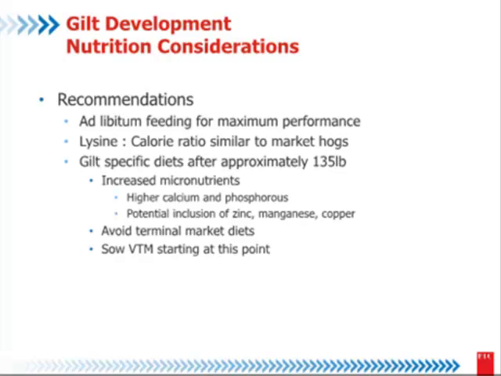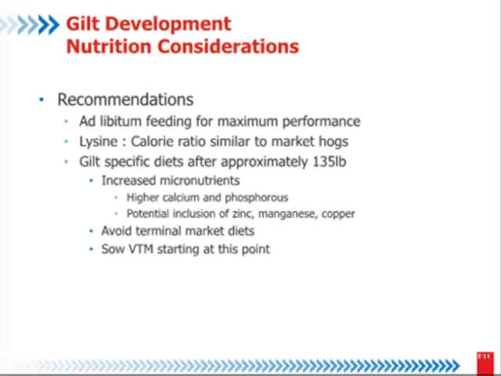From a nutrition-specific consideration, I think this probably summarizes the majority of our recommendations today. And when we think about how important gilt development is, it probably also speaks to the continued need for various groups within the industry to conduct research and focus in this area. We would recommend ad libitum feeding for maximum performance all the way up to time of first breeding, with a lysine calorie ratio that could be very similar to market hogs from an overall growth and efficiency standpoint.